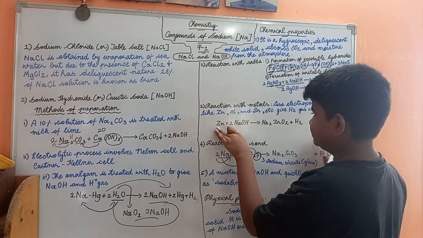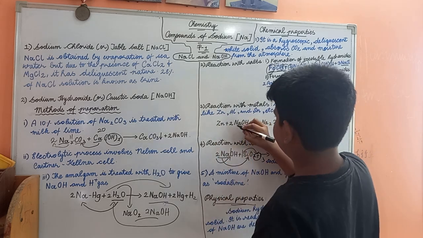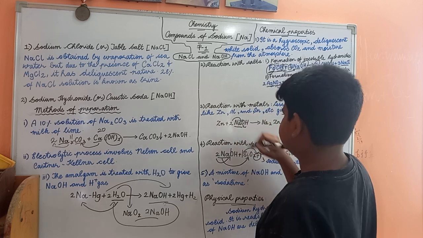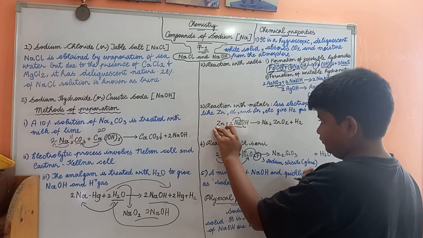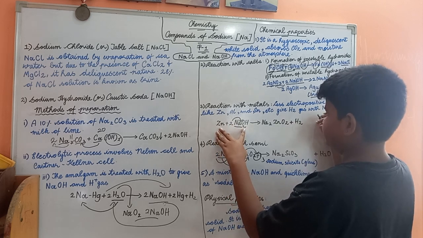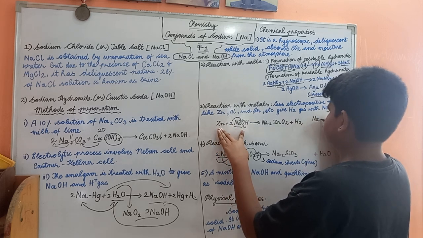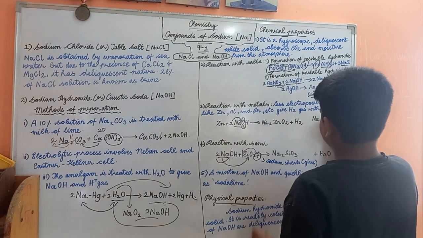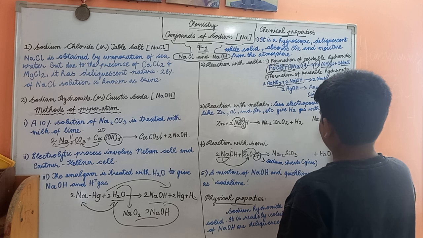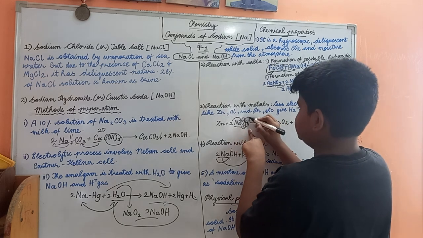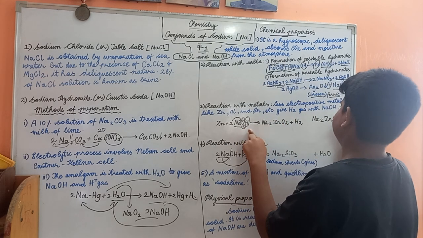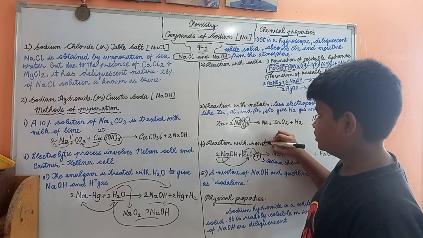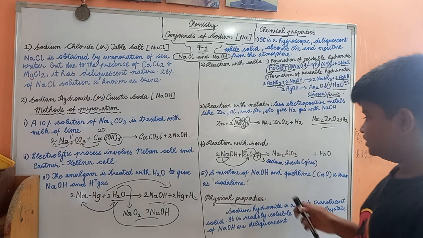So zinc, if it forms, it will form the Na2, the 2 will come over here because this is a compound solution. So how it is forming is, Na2 and the zinc will come over here, form oxide because this is O2. So Na2ZnO2, and the remaining H will be as hydrogen gas. Reaction with metals is covered, and reaction with sand I just told you.